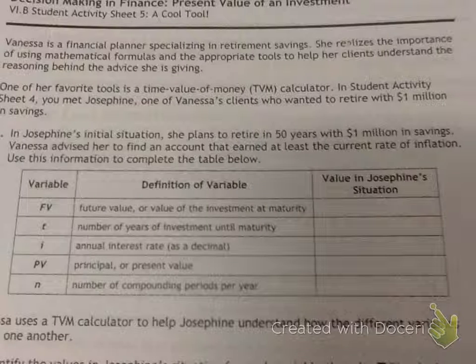All right, so here is Unit 6, Student Activity Sheet 5. Here we're talking about how to use the TVM, the financial solver on the Inspire. There's TVM calculators on pretty much anything. You can get them on an app for your phone or whatever. The main idea is that you need to know what to plug in.